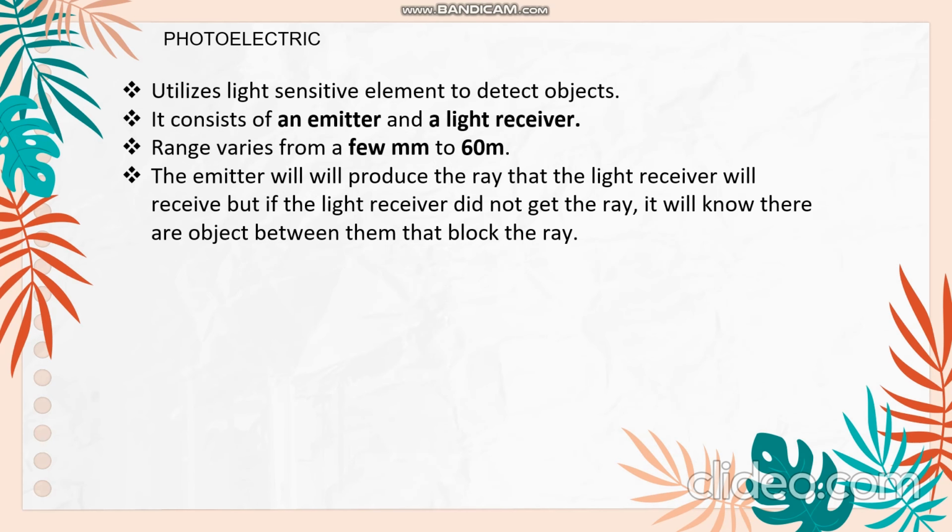Photoelectric utilizes a light-sensitive element to detect object. It consists of an emitter and light receiver. Range varies from a few mm to 60 meters. The emitter will produce the ray that the light receiver will receive, but if the light receiver does not get the ray, it will know there are objects between them that block the ray. That was how photoelectric proximity sensor works.